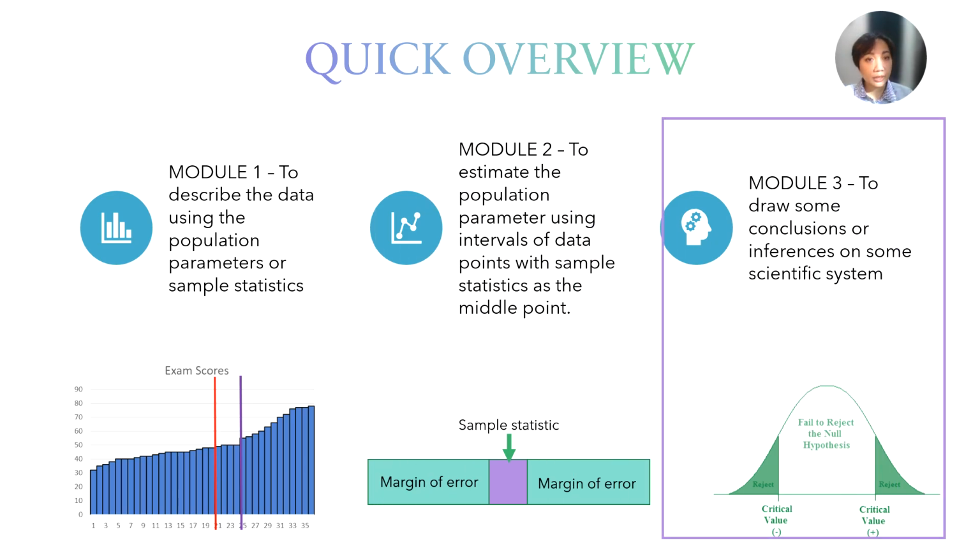In Module 3, which is this video, we're going to claim a value of a population parameter coming from a sample statistic. It's like confidence interval in a way, but in Module 2, an interval is solved, and then we're going to assume that the population parameter is in there. In Module 3, which is one sample hypothesis testing, we are going to hypothesize a value of the population parameter. We are going to draw some conclusions. We are going to infer on some scientific system.